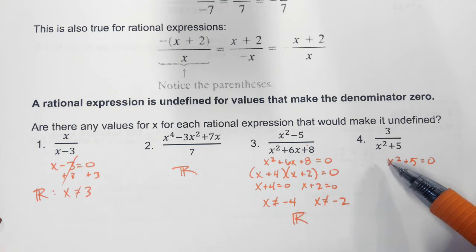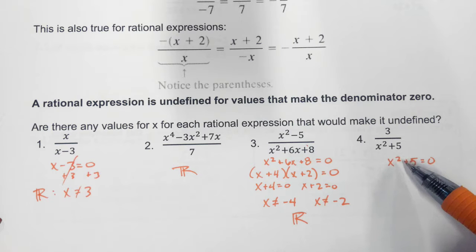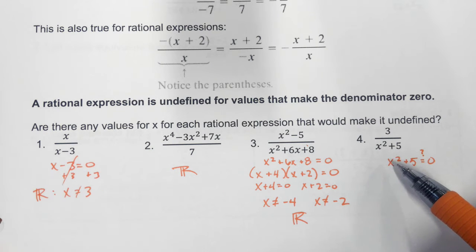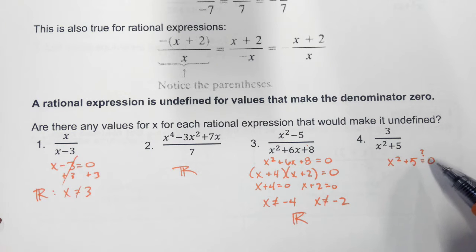If you take a number and square it and then add 5 to it, is it ever going to equal 0? So think about some possibilities. A positive number. If you square 4, it just gets bigger, and then if you add 5, it gets bigger. So it's not going to equal 0.